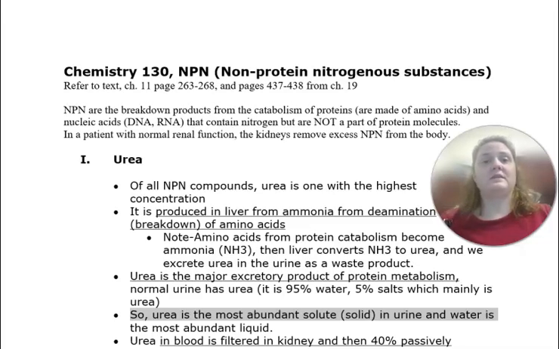Today we're going to be doing the lecture on NPN substances, which is non-protein nitrogenous substances. And the four products that we're going to be discussing are urea, creatinine, uric acid, and ammonia. This lecture will be following along with an outline that's available on Moodle that I would encourage you to print before going any farther along in this lecture video.